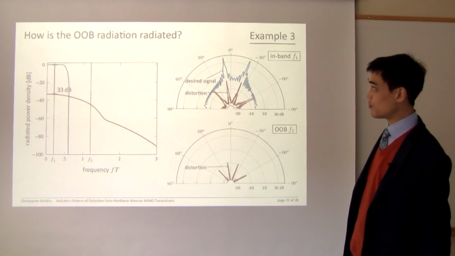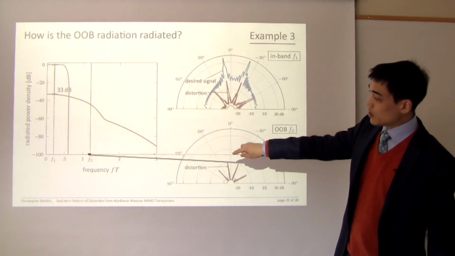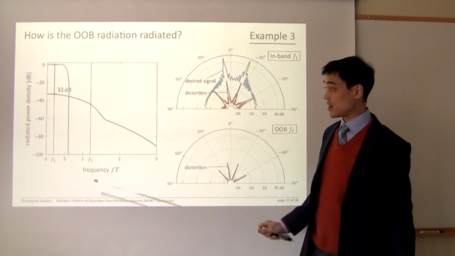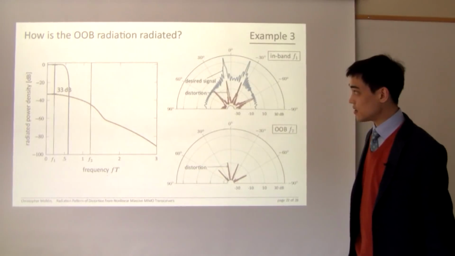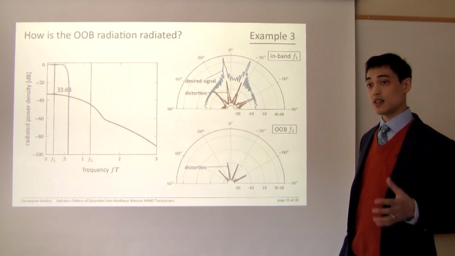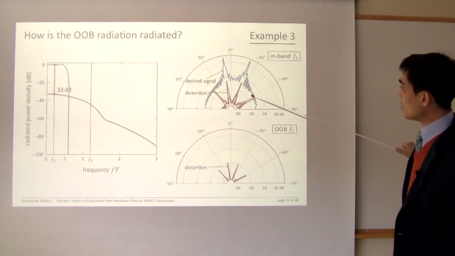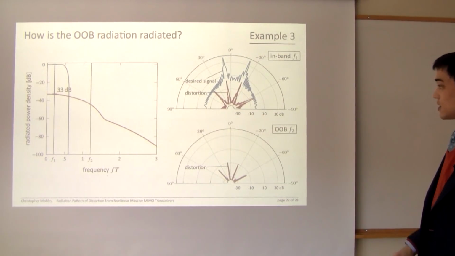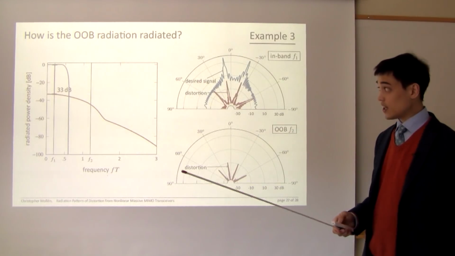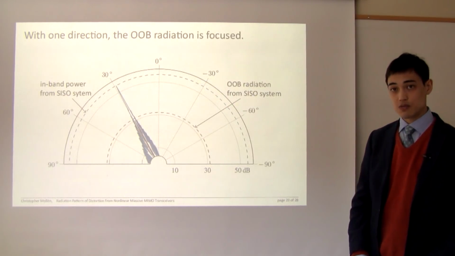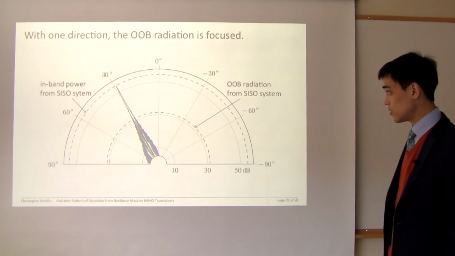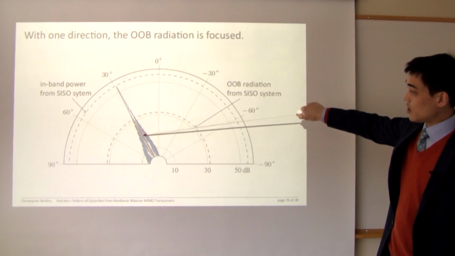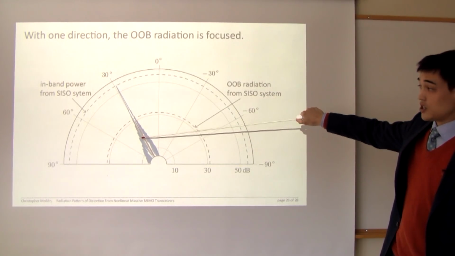We have spectral regrowth. And now we will be looking at the radiation patterns at a frequency outside the allocated band, outside this desired signal, to see how the signal is radiated there. So before we have been looking at the in-band radiation pattern, now we will be looking at the out-of-band radiation pattern. So let's start with a case where we have one user. We are beamforming towards one user. The blue curve here shows the power of the in-band signal. The red curve shows the power of the out-of-band radiation.